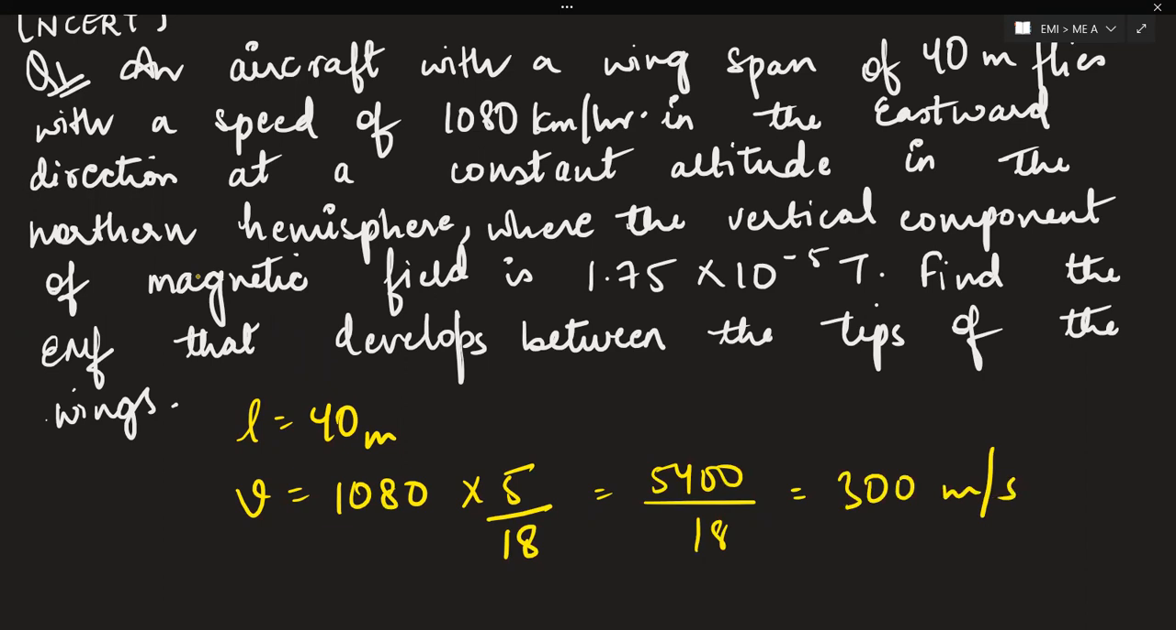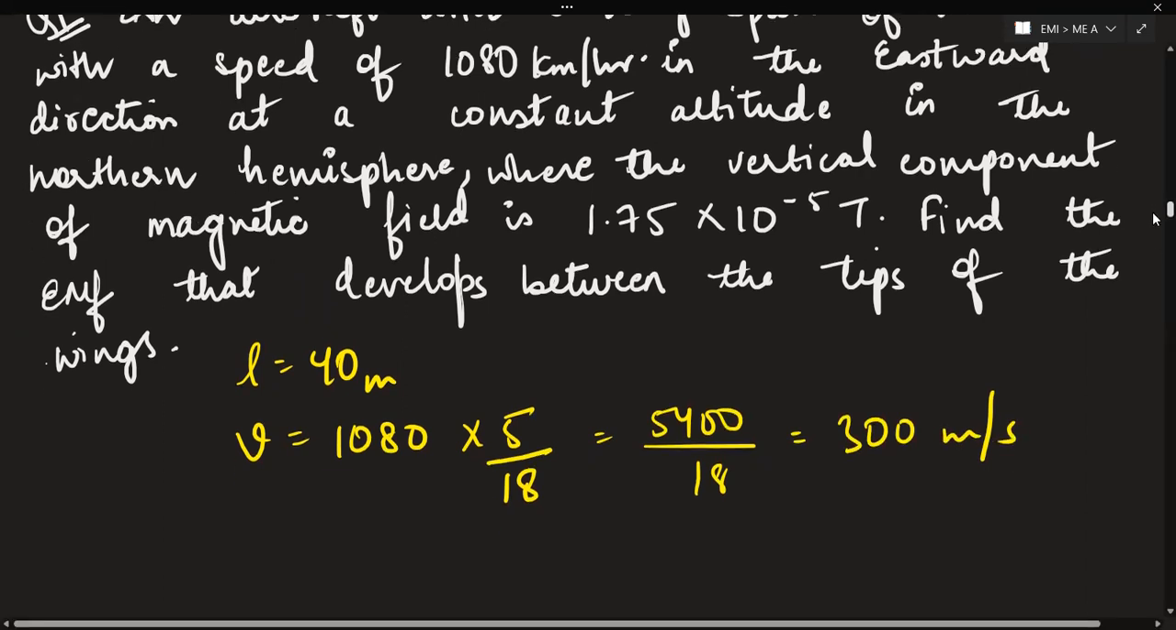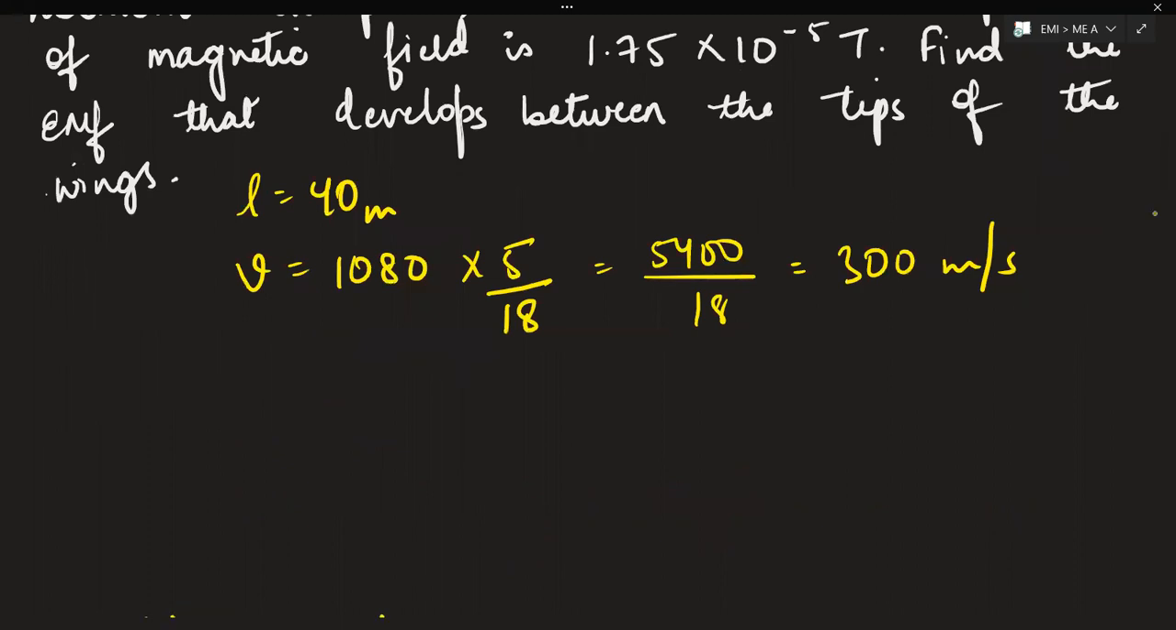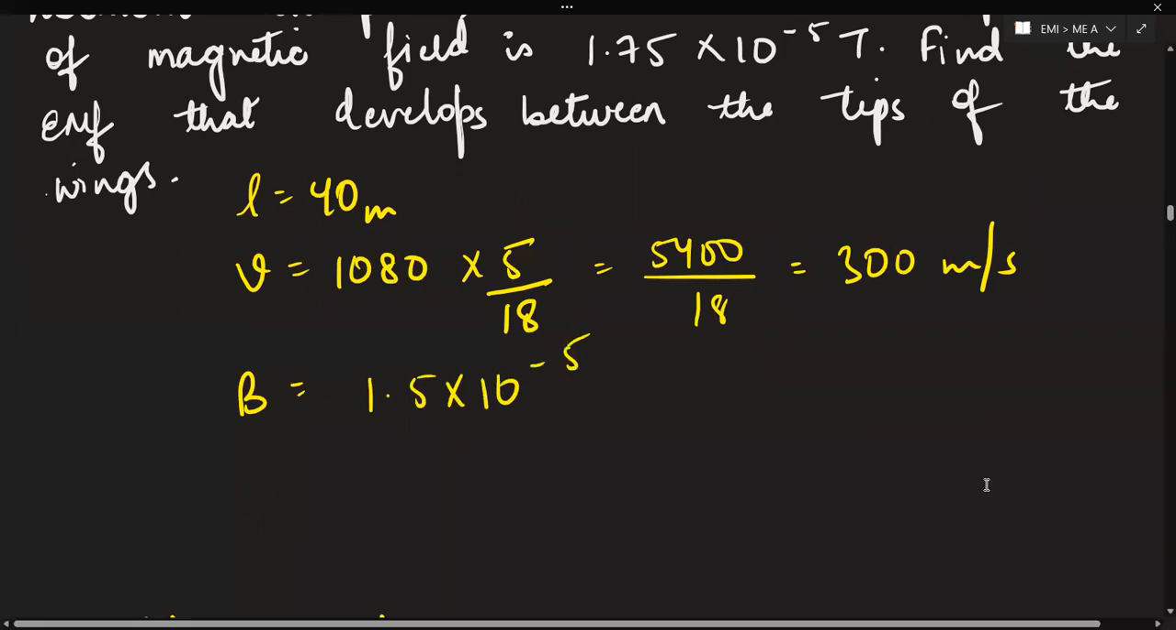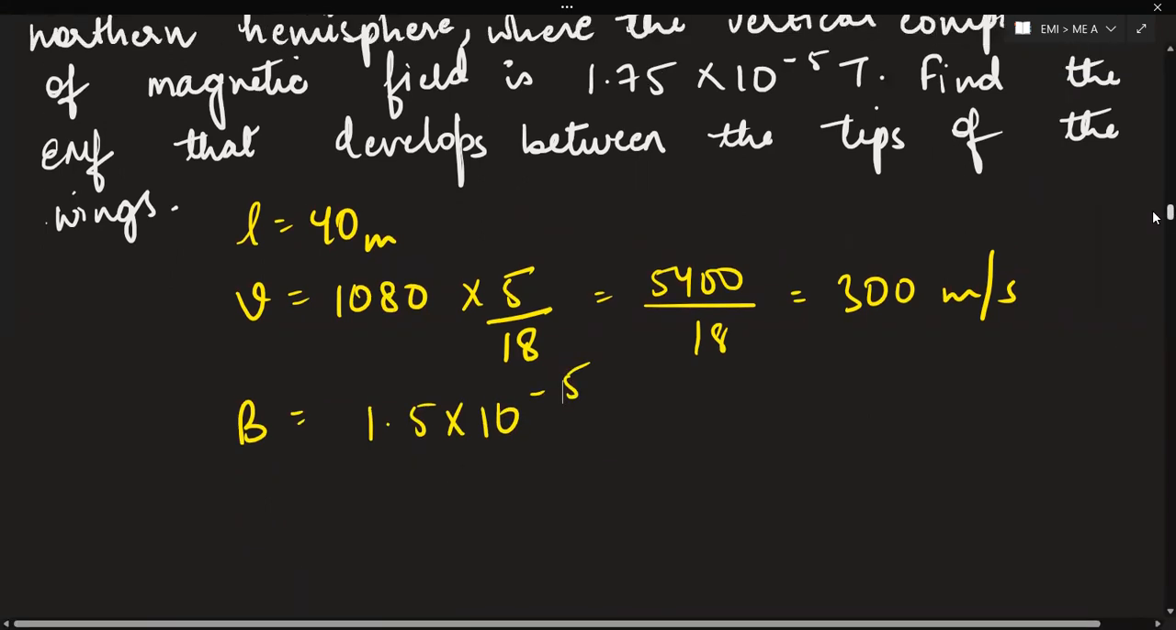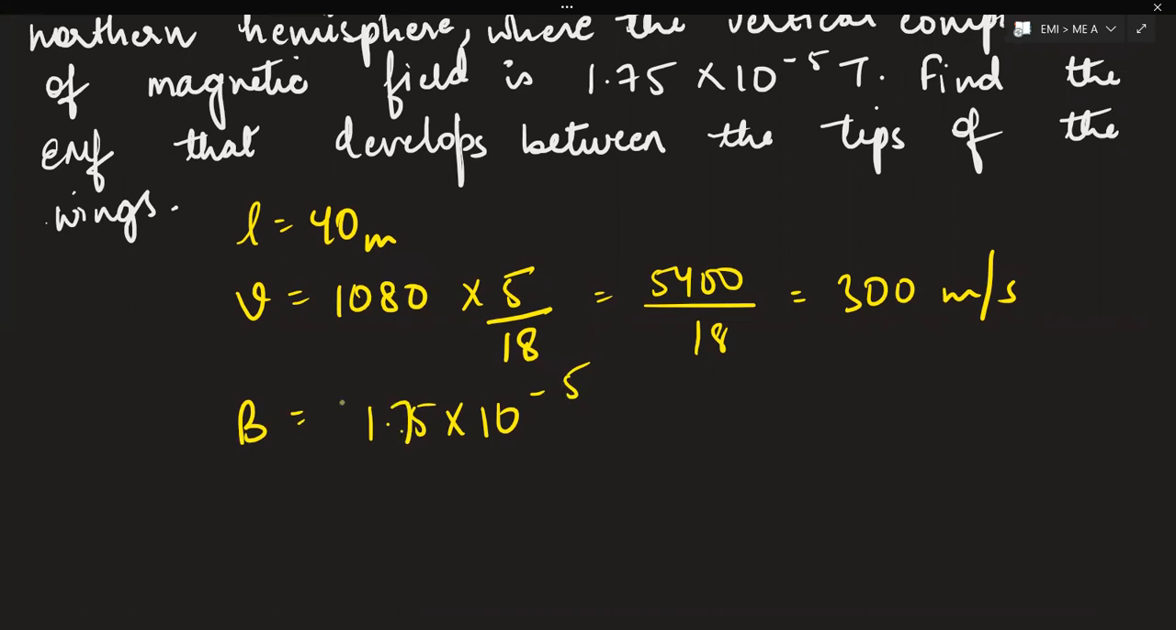And magnetic field that is given to you is 1.75 into 10 to the power minus 5. Here this is the magnetic field, 1.5. No, 1.75. So this is 1.75 into 10 to the power minus 5.